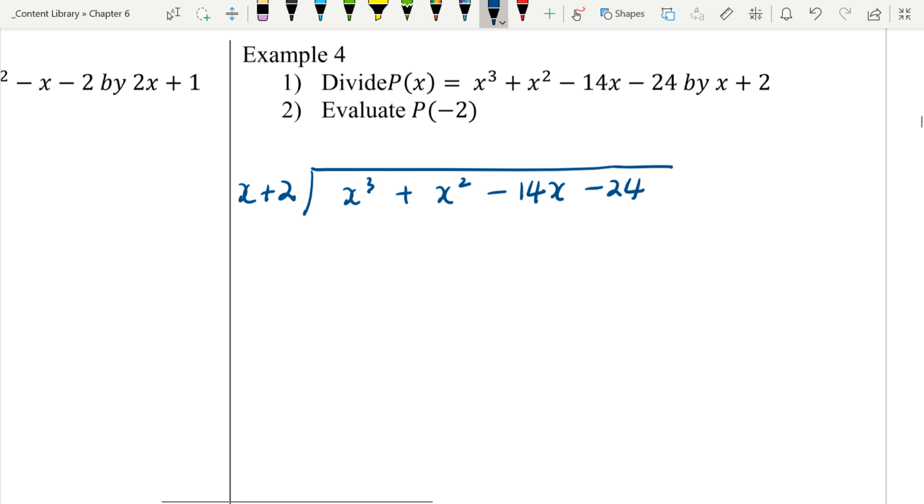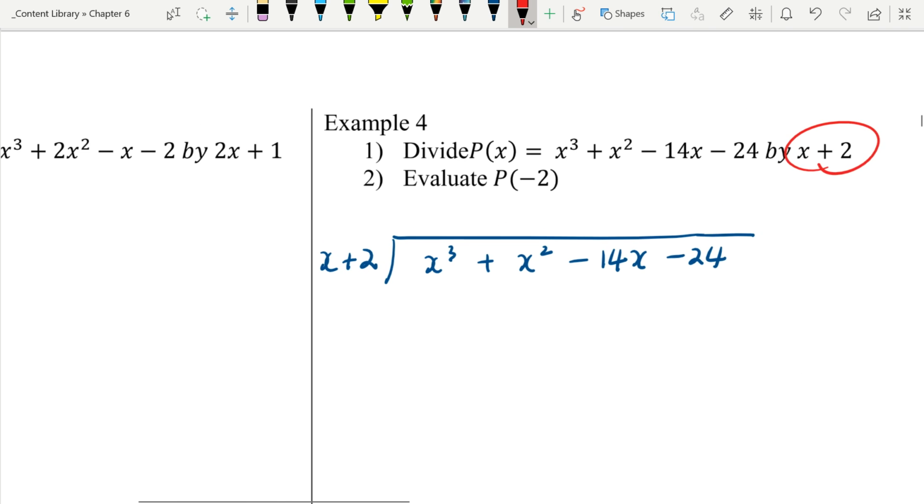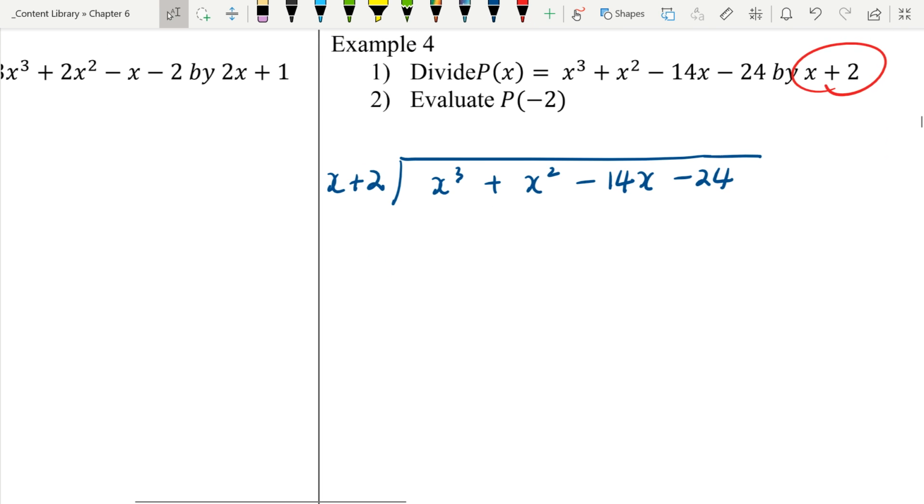So the only thing different from this one and the previous exercise is what we divide by is a linear. Before, what we divided by was quadratic. We can divide by cubic, we can divide by quartic if you like, but most of the questions will be dividing by linears. So I have this linear x plus 2. So we have first term divided by the first term.